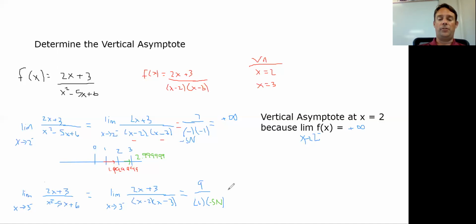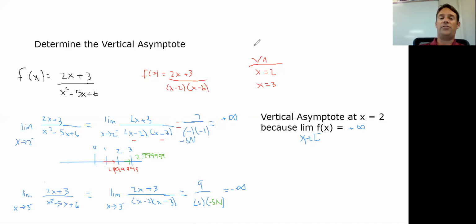And again, you wouldn't actually put this part in. You'd leave this out. You just go right from 2x plus 3 over x minus 3 equals positive or negative infinity. I'm just putting it in there so we can see whether it's a positive infinity or a negative infinity. So positive times a negative is a negative. Positive divided by negative is a negative. This would be a negative infinity.